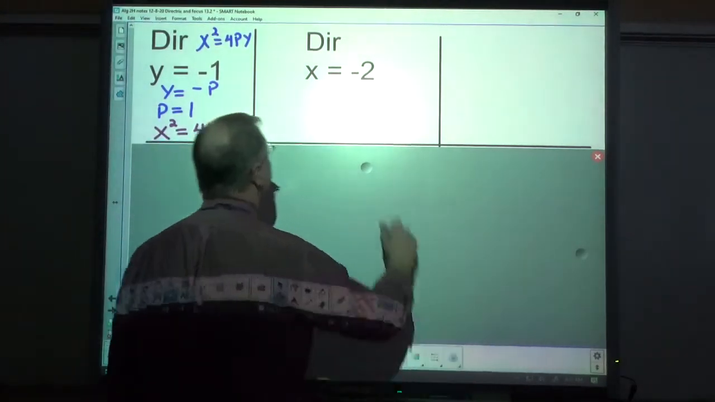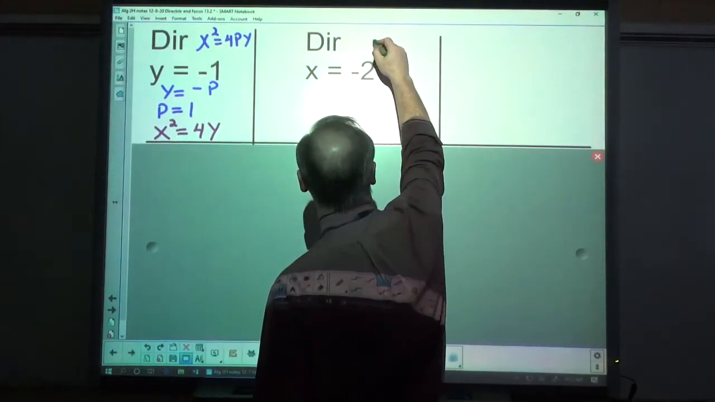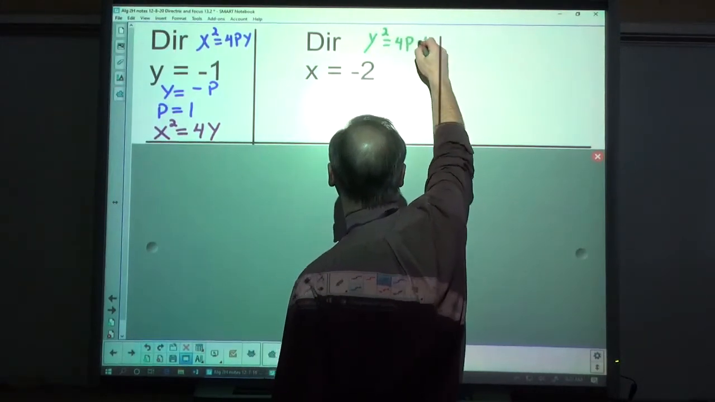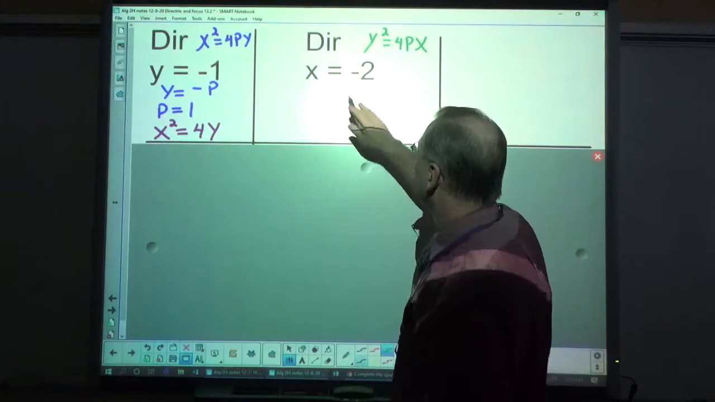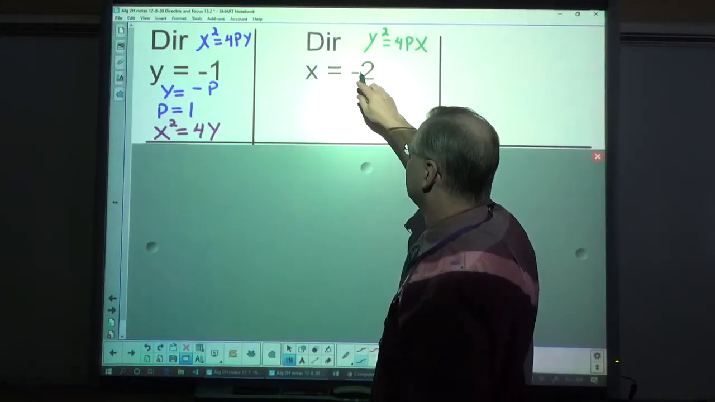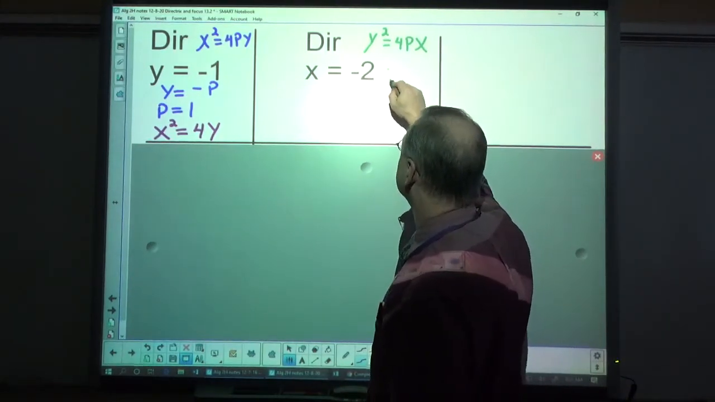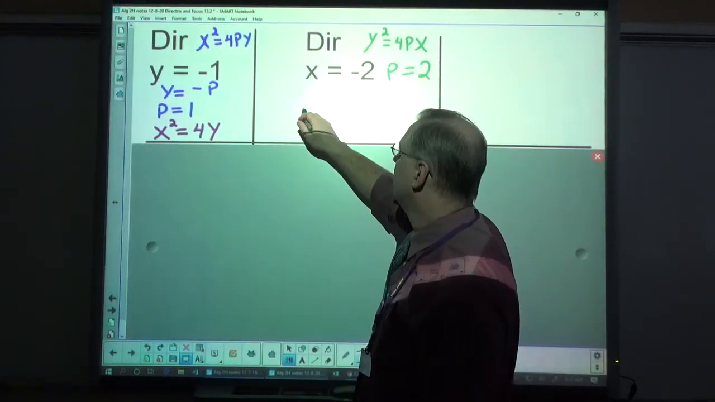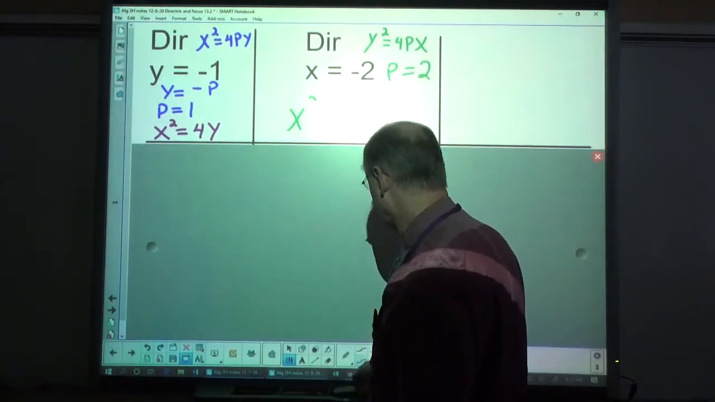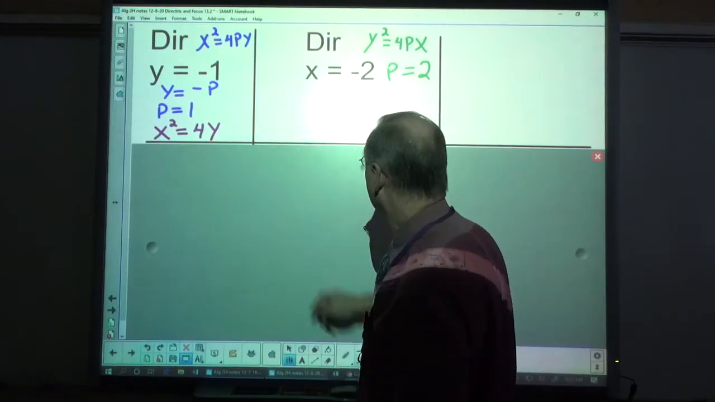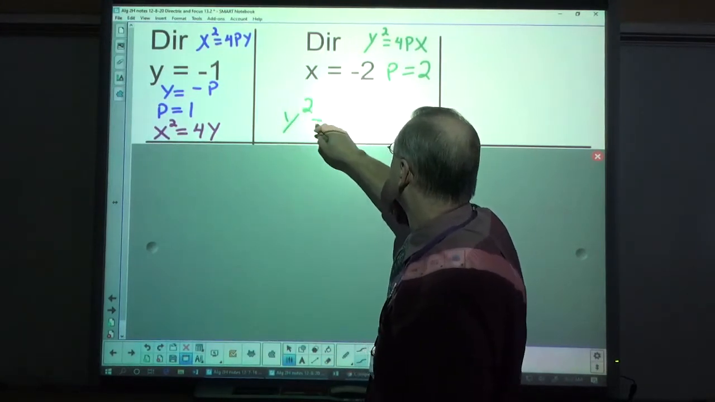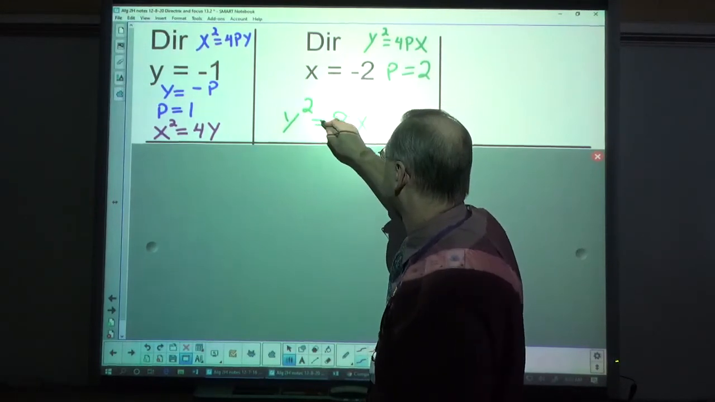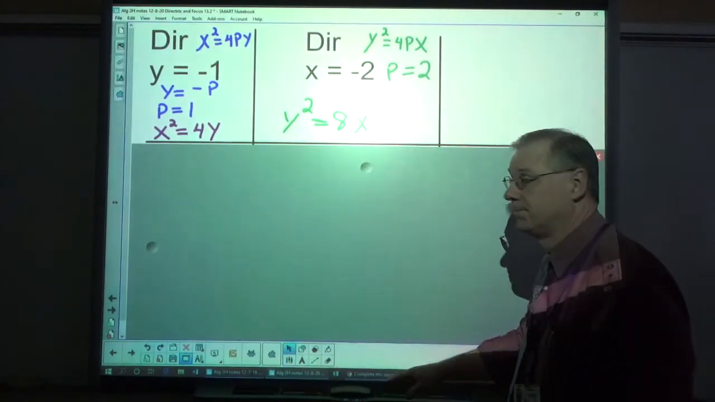Same kind of thing here, but the difference here, it's y squared equals 4px. If x equals -p, then positive p must be 2. Y squared equals 4 times 2 times x, 8x. That's how you set it up.